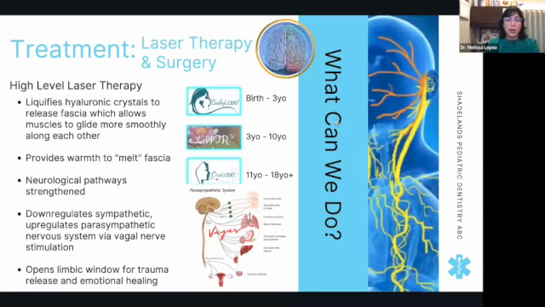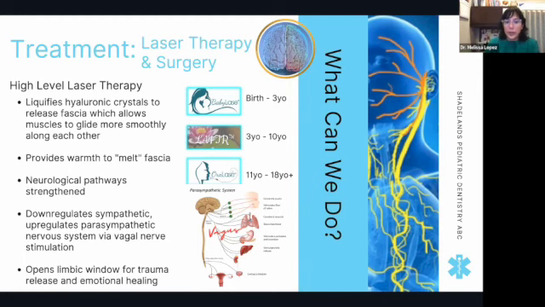And here, what it does is it provides warmth to quote unquote melt the fascia. So take those crystals, release them so that hyaluronan can go ahead and start lubricating the fascia, and the muscles can glide more smoothly against each other. So if you're in myofunctional therapy, using this light therapy as an adjunct will help that myotherapy to progress. I don't want to promise that it progresses it quicker, but I think it's more effective.